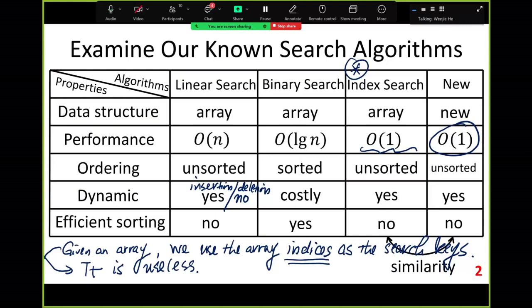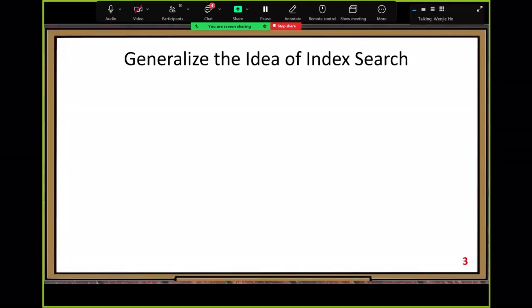We need to design a new data structure and a new search algorithm. Next, we need to start from this index search. First, we want to find its biggest problem. Then we find a solution and fix that problem. Then we get a new solution, a new search algorithm. So let's look at the index search first. With a simple example, we can see what its biggest drawback is.